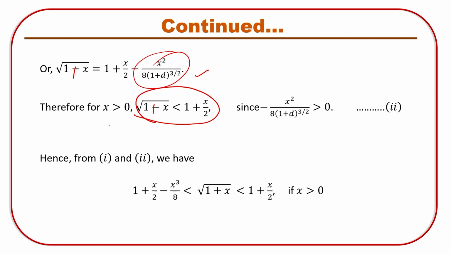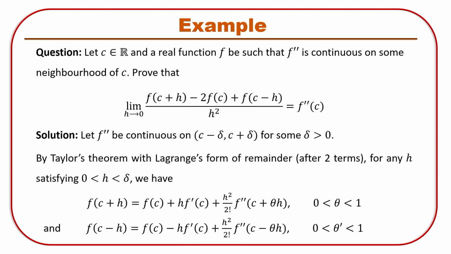right, and hence from 1 and 2 we have 1 plus x by 2 minus x cube by 8 is less than the square root of 1 plus x, which is less than 1 plus x by 2. So, that is how Taylor's theorem plays a role in solving the questions as required.